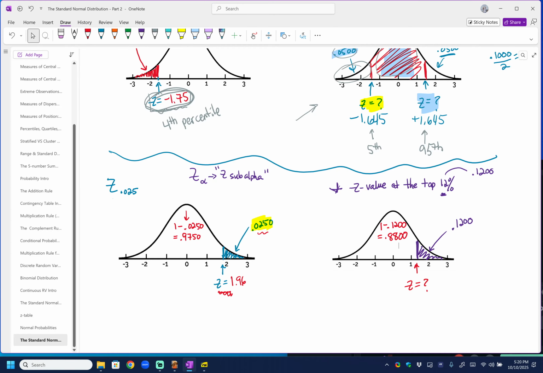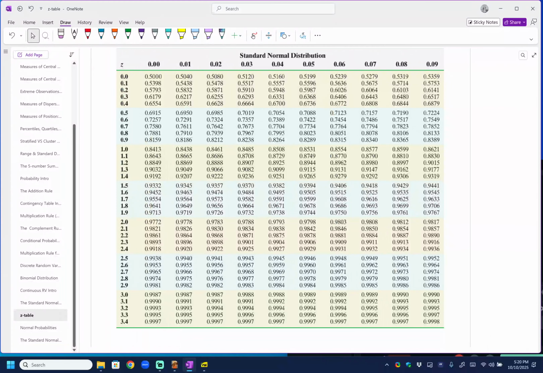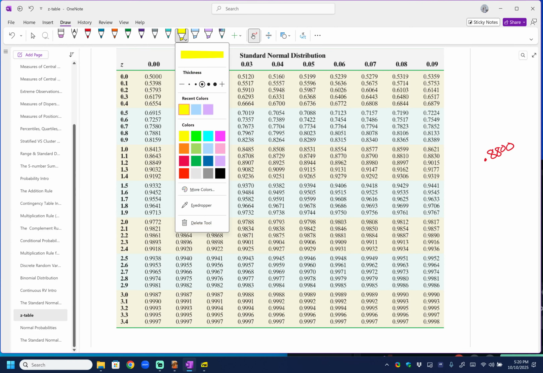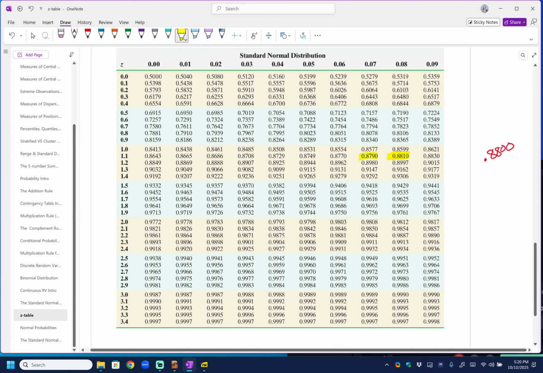Okay, I jumped over to the z table. Remember, we're trying to find this value in the body of the table. I already see there's a 0.88 right here. So there's a 0.8810 and then a 0.87. So we're already there on the right side of the table, going to highlight. So we're here, and then we jump over to the 0.87 here, which means this value has to be between these two.